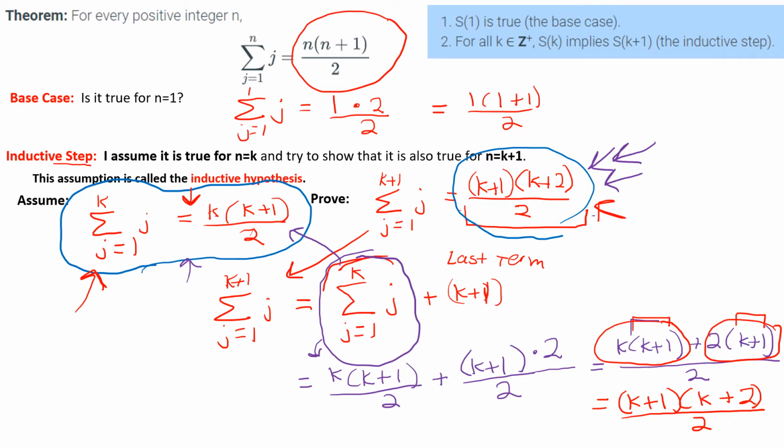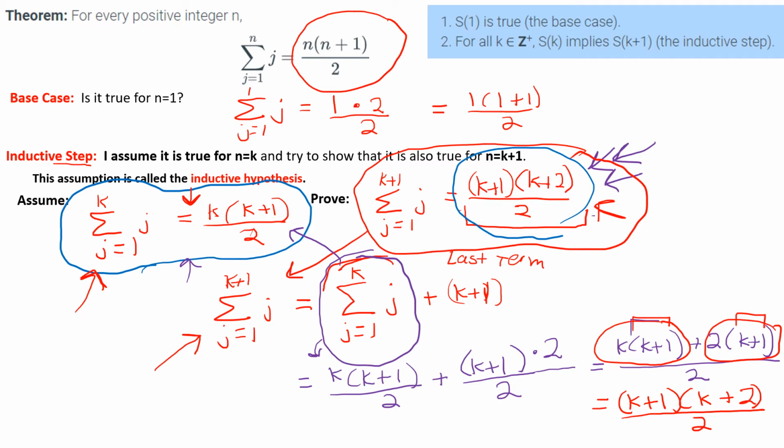So we proved that the summation going up to k plus 1 is equal to k plus 1 times k plus 2 over 2. And that was exactly what we were trying to prove right here. So again, what I like to do when I come to the inductive step is first write out what I'm assuming, then write out what I need to prove, and then start with, let me see if I can get a good color here.